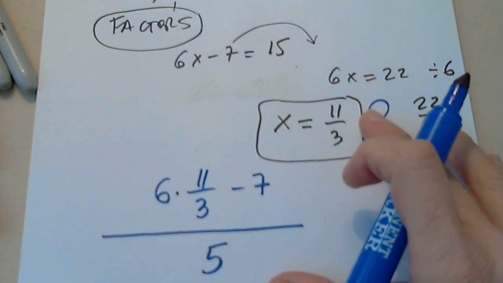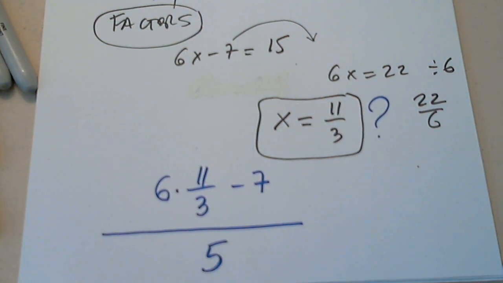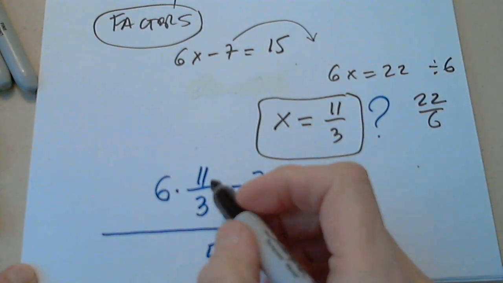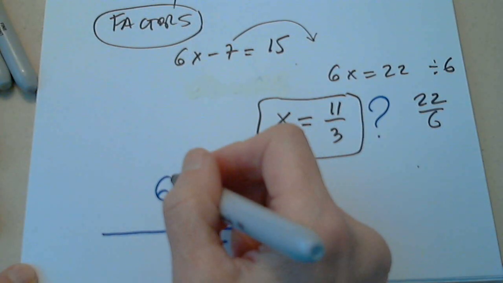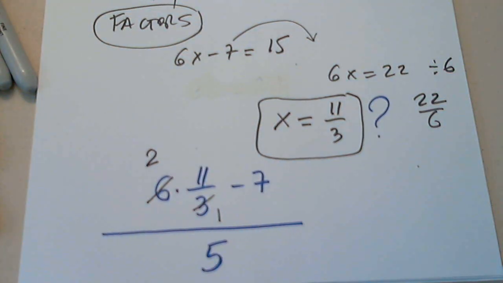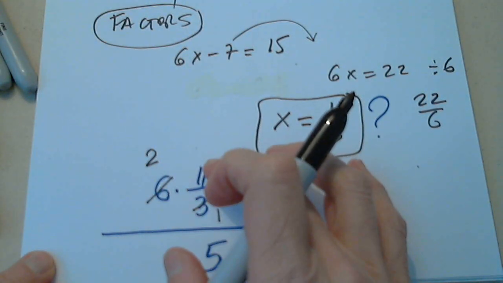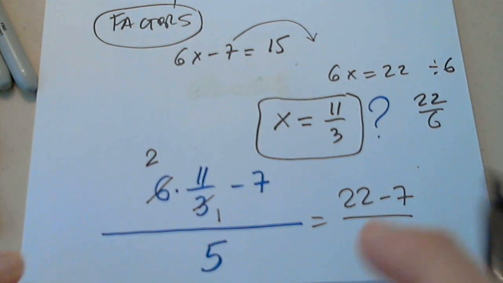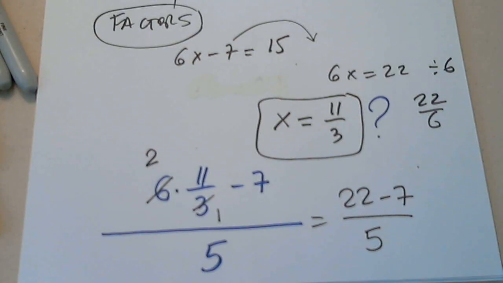So first, I need to simplify. Do not multiply if it's possible to simplify first. 6 is in the numerator. 3 is in the denominator. I can divide by 3. It's always easier to simplify than multiply and then worry about big numbers. So I only have 2 times 11, 22 minus 7 over 5. Are you with me so far?